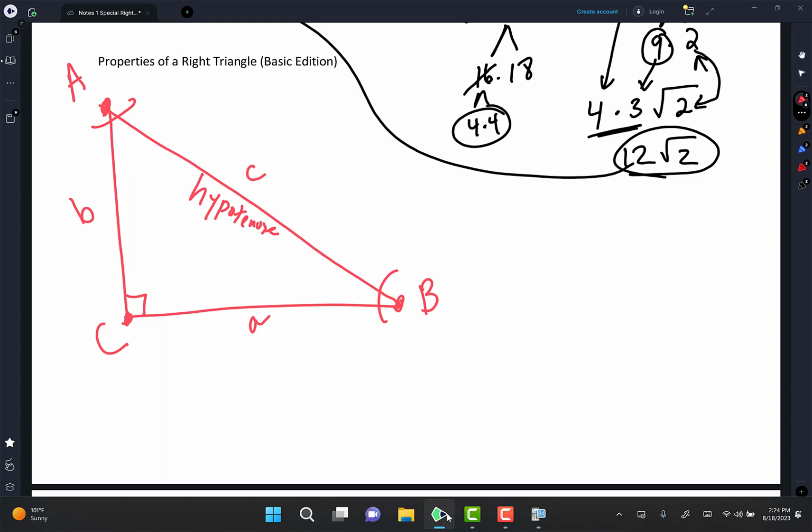There is a famous theorem. Do you guys remember the name of that theorem? Starts with the letter P. Pythagorean theorem. Tell me what Pythagorean theorem is.